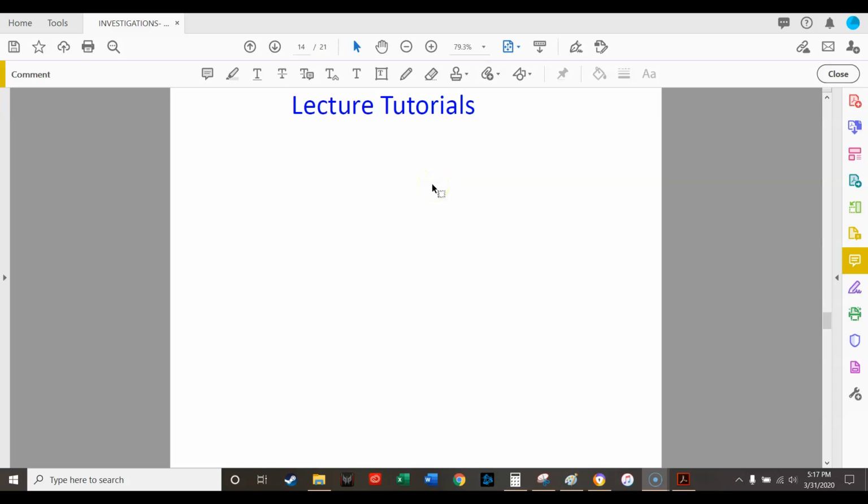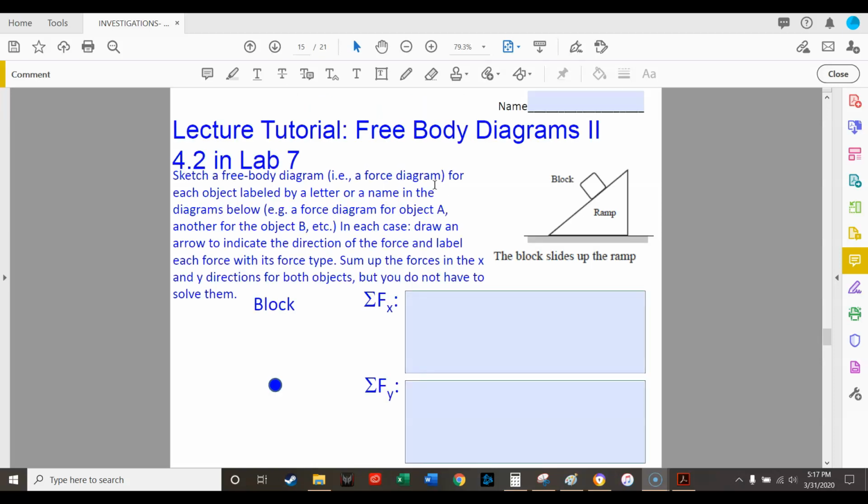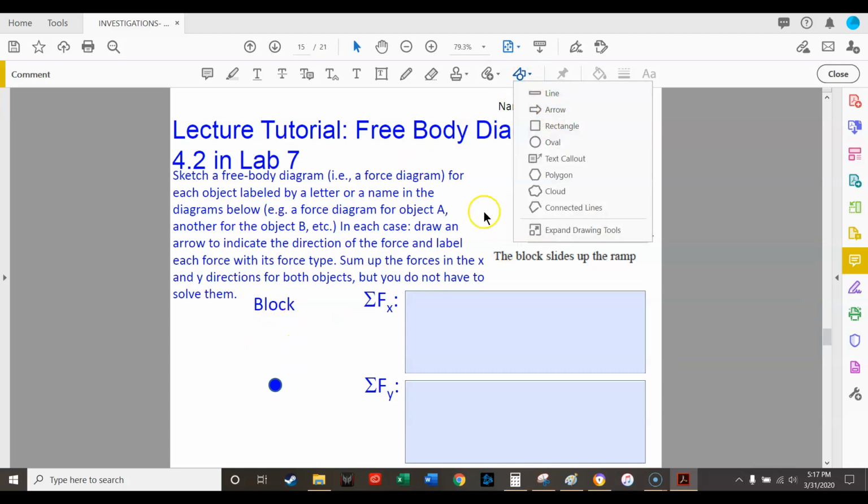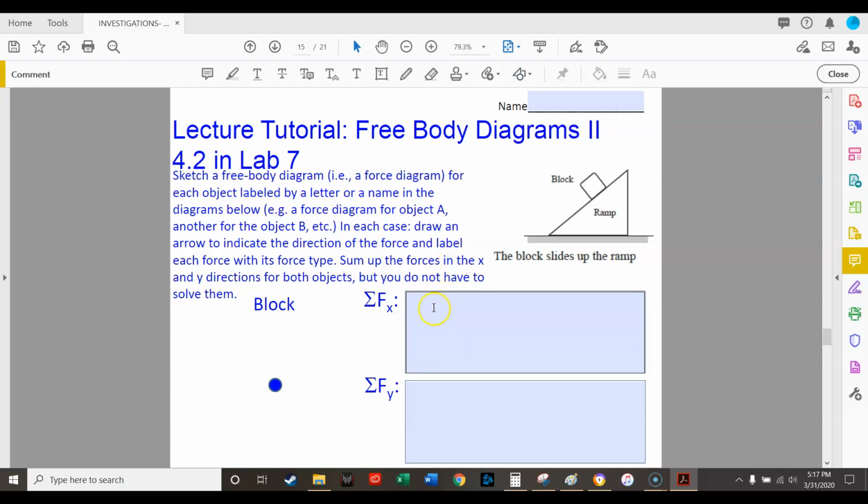Finishing up lecture 2.5 and forces all together, I want you to attempt the lecture tutorials. Again, there's a fillable area. Make sure you type in your name. You're going to use the shapes in the drawing tool, just like I showed you, to draw on the force diagram right here on the block. And use the text box to fill in the text of the sum of forces for your force diagram.